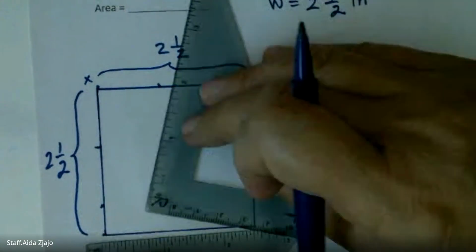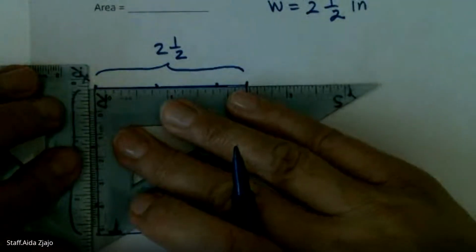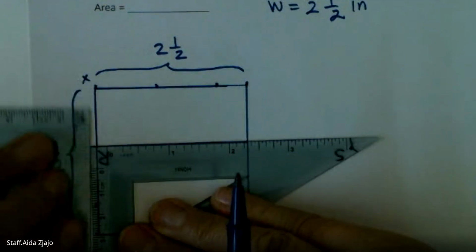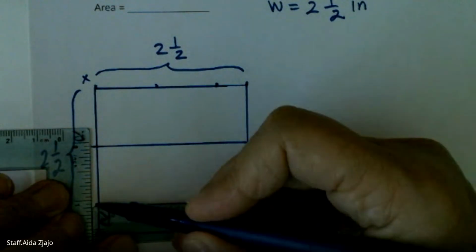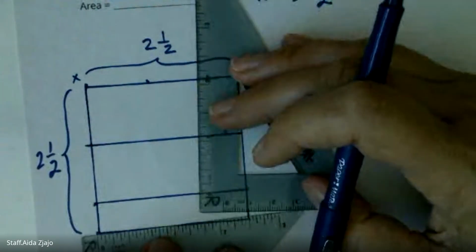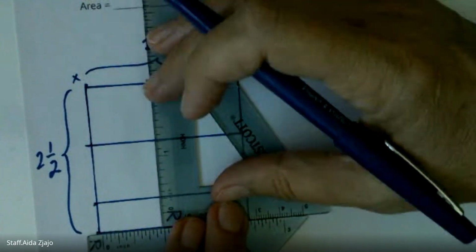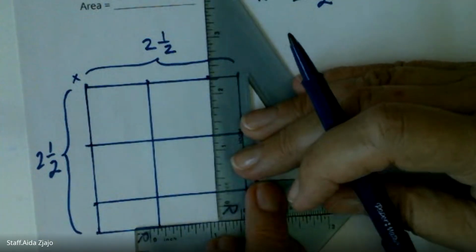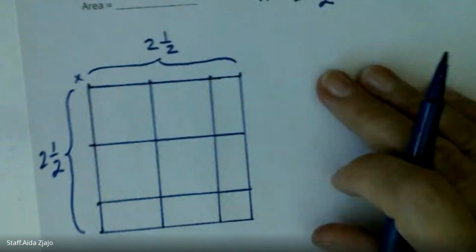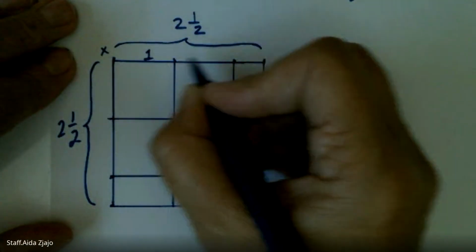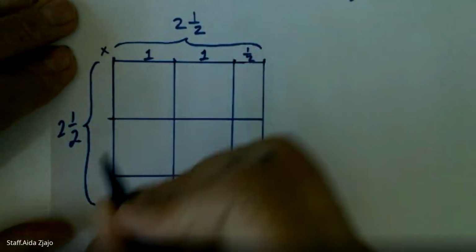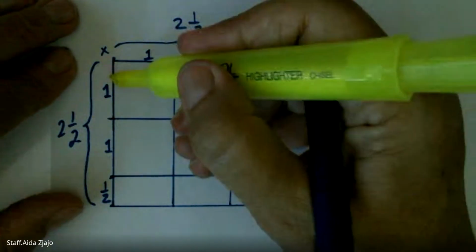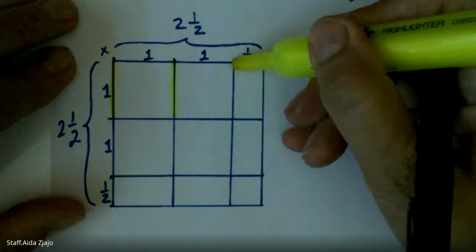So I can do a vertical line. Let's do horizontal first. This represents 1 inch, and this is 2.5 inches. And then I'm going to do another vertical column, 2 whole inches. Now I can see if I label this 1, 1 and 1/2. And this one is 1, 1 and 1/2. You can see that if this is 1, so is this, so is this.